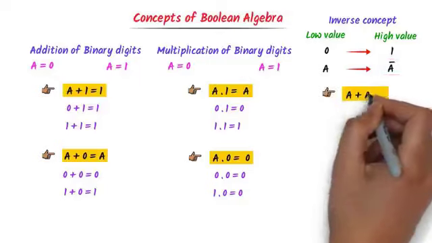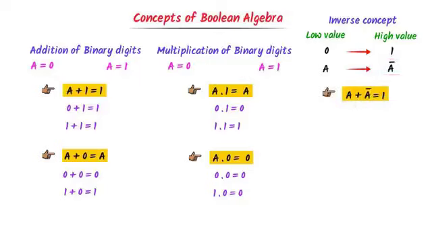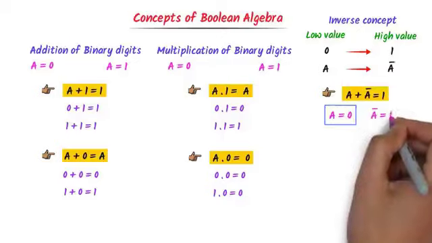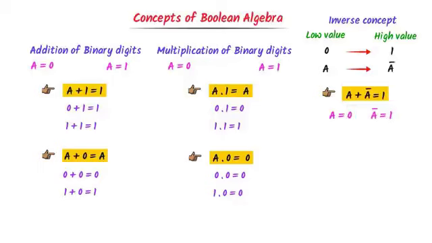Now a plus a bar is equal to 1. Let a equals 0. Can you guess the value of a bar? Well, a bar represents the opposite value of a. Since a equals 0, a bar equals 1, because the opposite value of 0 is 1 and vice versa. Now 1 plus 0 is equal to 1. Hence we say that a plus a bar equals 1.